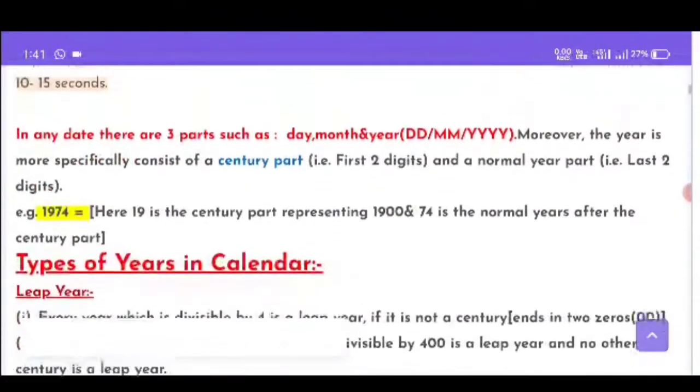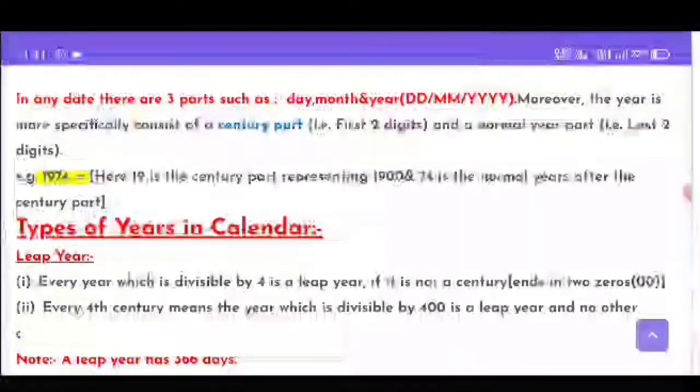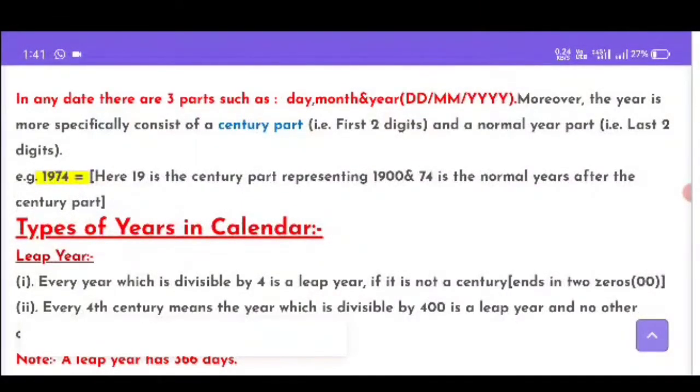In any date there are three parts: day, month and year, commonly written as DD/MM/YYYY. Moreover, the year specially consists of a century part and a normal year part, that is the last two digits. For example, in 1974, here 19 is the century part representing 1900, and 74 is the normal years after the century part.